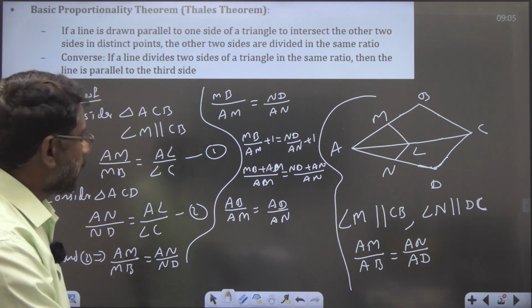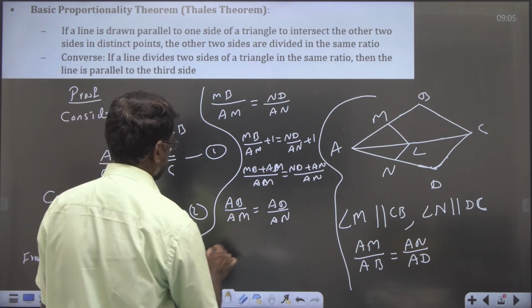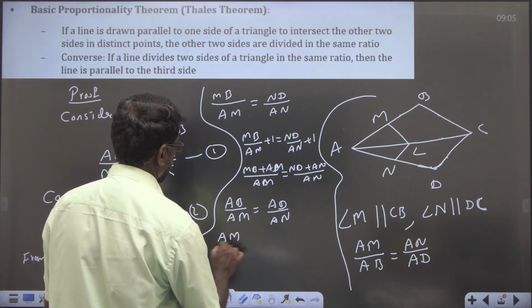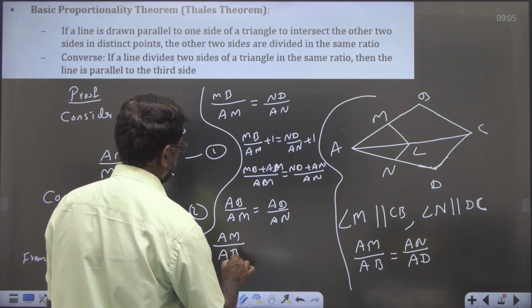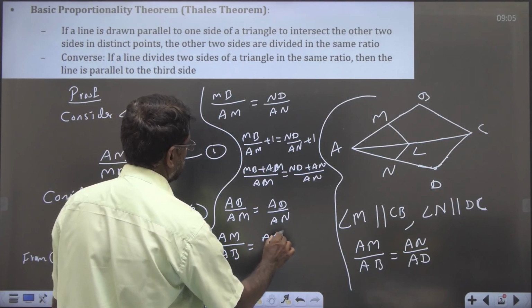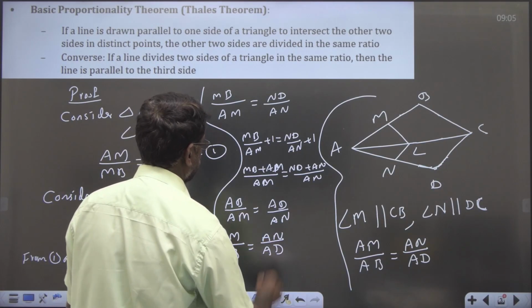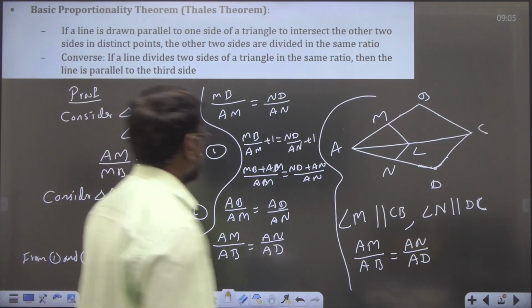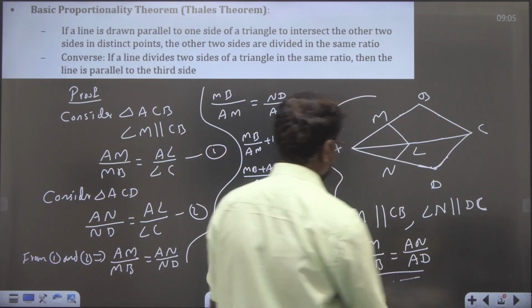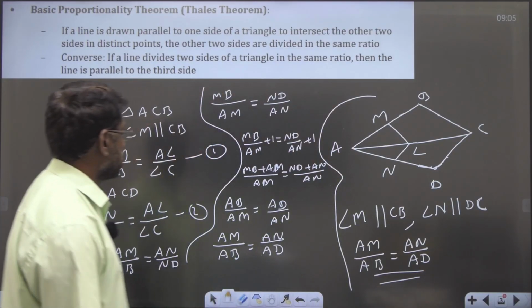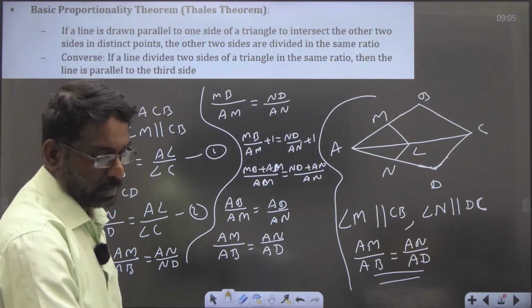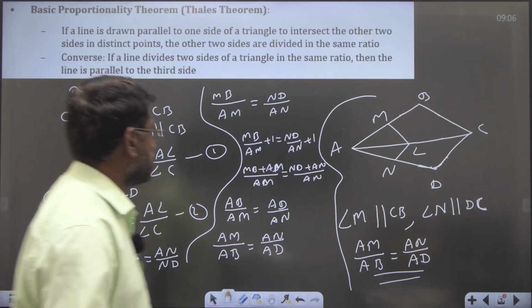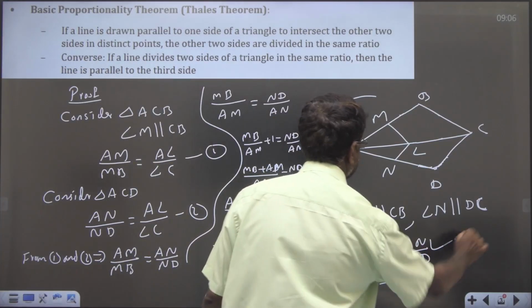Then again take reciprocals. AM divided by AB is equal to AN divided by AD. This is what we have to prove. Hence the proof.